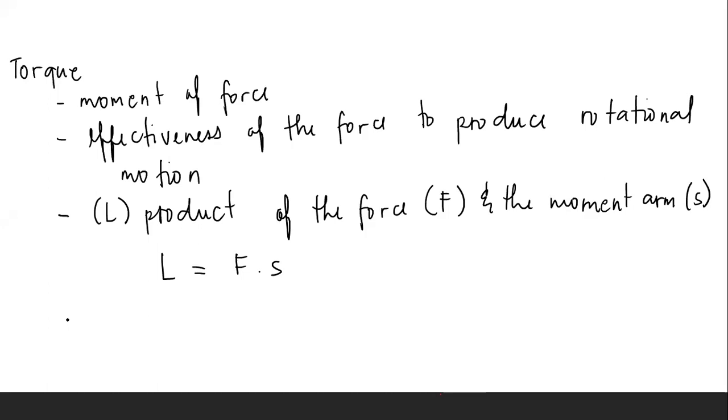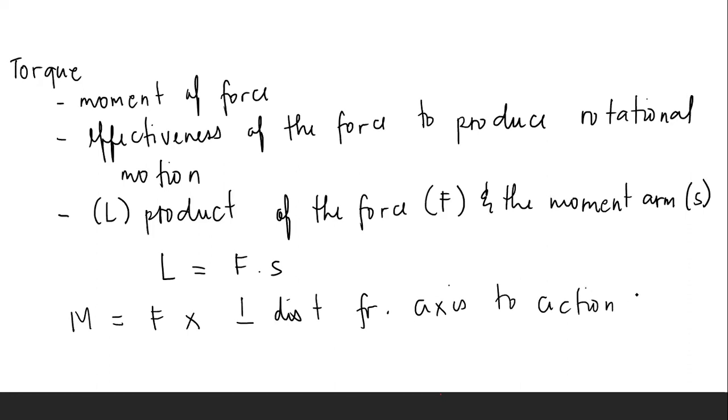Equilibrium of rigid body, parallel coplanar forces. The moment of a force or torque about an axis is the effectiveness of the force in producing rotation about the axis. It is measured by the product of the force and the perpendicular distance from the axis of rotation to the line of action of the force, where moment is equal to force multiplied by the perpendicular distance from axis to action line of force.